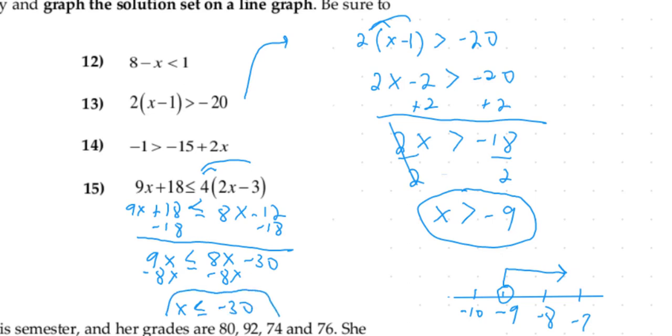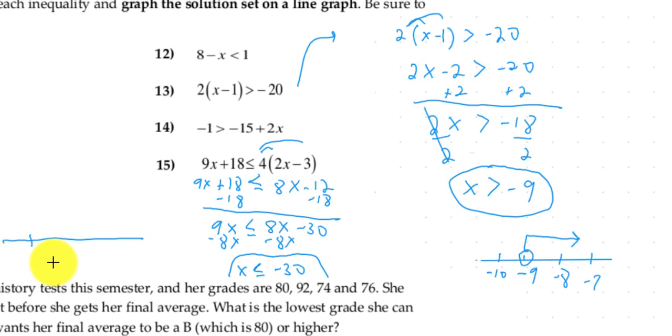Now, to graph it, I'll just do a freehand version here. We'll call this -32, -31, -30, -29. I think you get the picture. And we need a closed dot at -30, and x is less than that. That's my graph. Okay, it doesn't have to be a Picasso, but it does convey the correct solution.